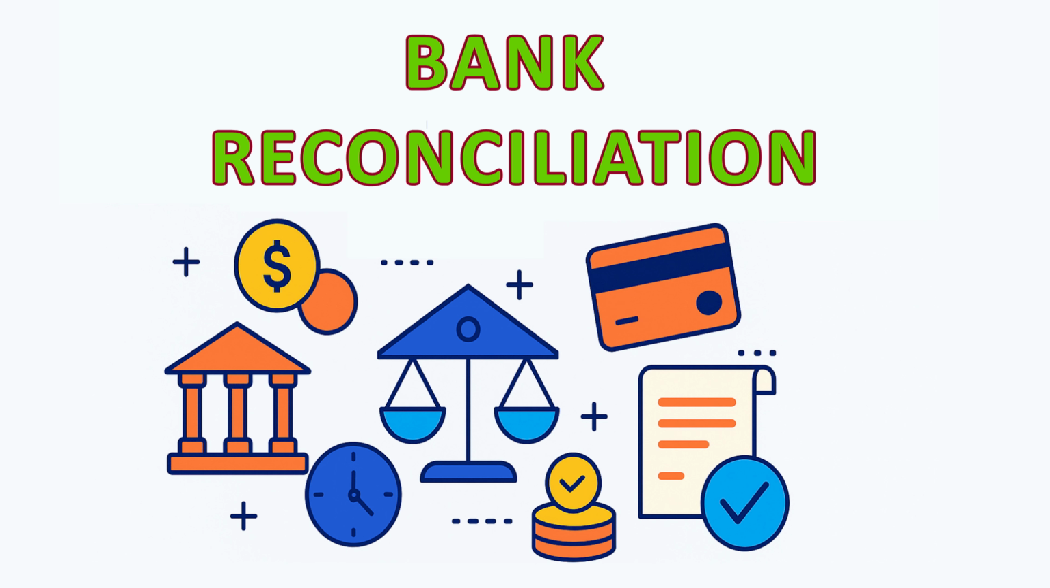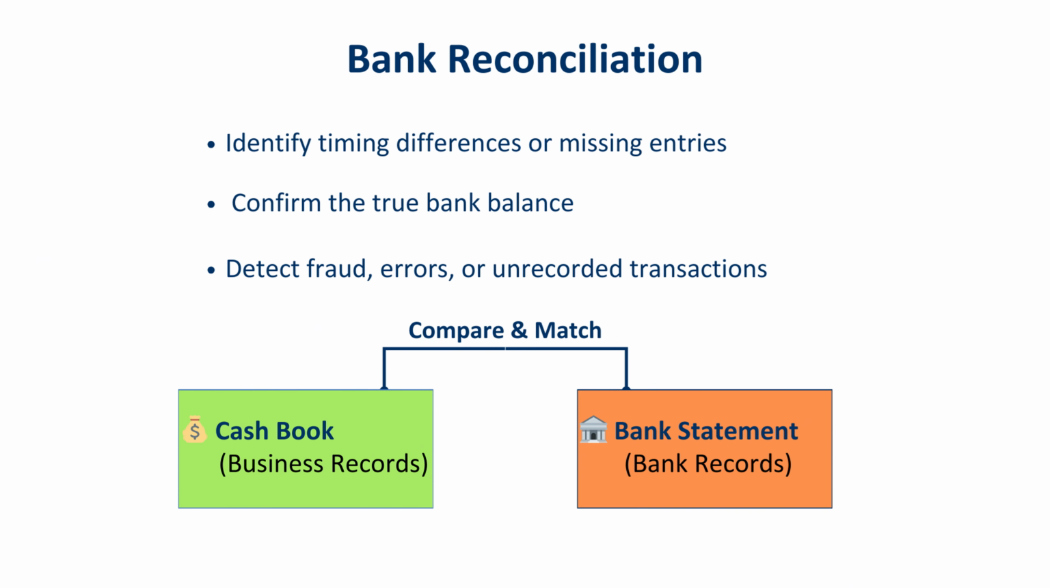Let's move on to one of the most important accuracy checks in bookkeeping, bank reconciliation. Bank reconciliation is simply the process of comparing the business's cash book, our internal record of bank transactions, with the bank statement provided by the bank. We do this to make sure both records show the same balance. Why is this necessary? Because timing differences and errors can easily occur. The bank may record something before or after we do, or we might have missed a transaction altogether.